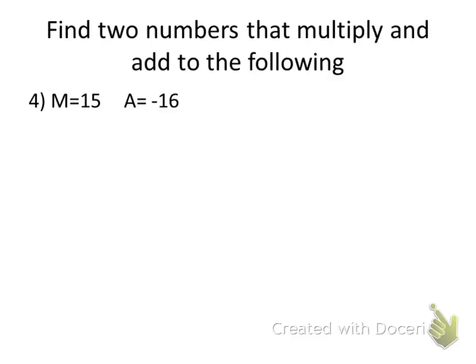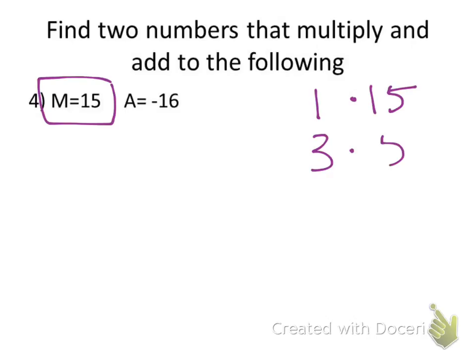So I'm still just going to start with this. The ways to make a 15 through multiplication are 1 and 15, and 3 and 5, right? Would any of those add to give us a negative 16? Yeah. So 1 and 15 would add to give us a positive 16.